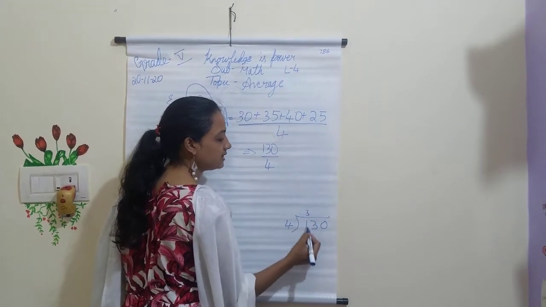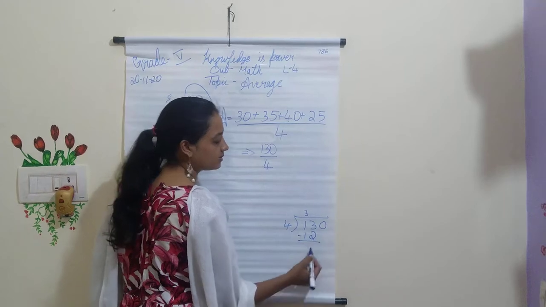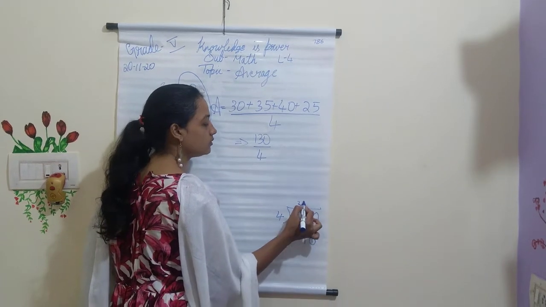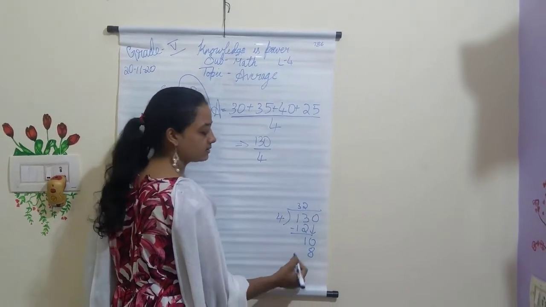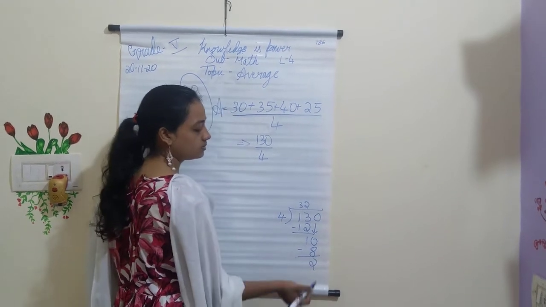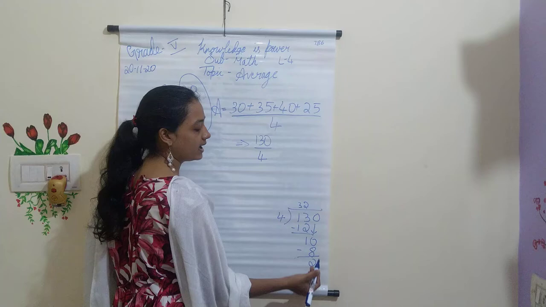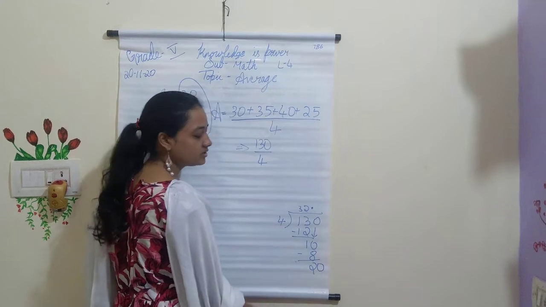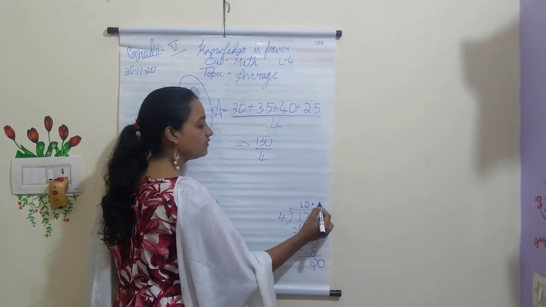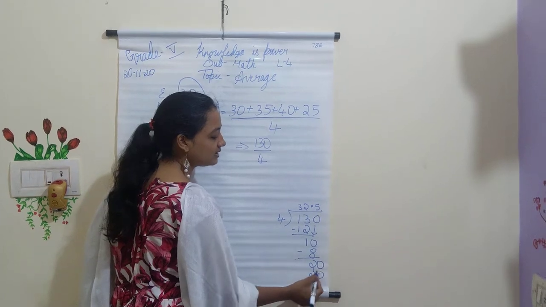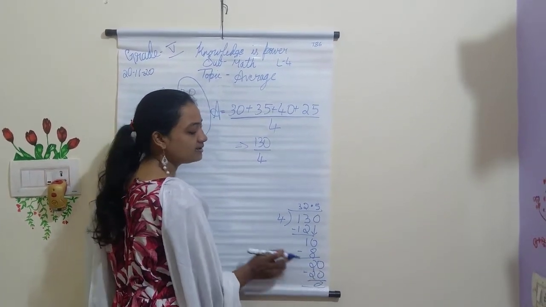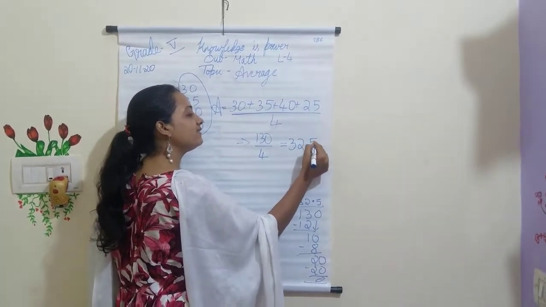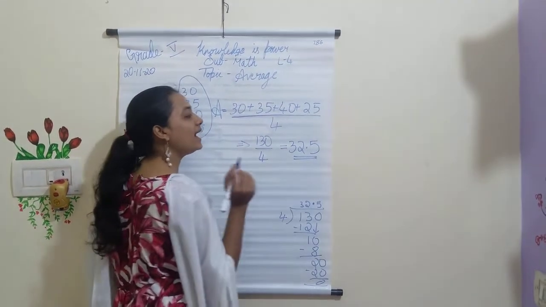4 3s are 12. 1 remainder. Bring down the next 0. It is 10. 4 2s are 8. Remainder 2. Now I don't have a next number to bring down, but I have the remainder. So what should I do? Keep a decimal point, write a 0 next to this. Now I have 4 5s are 20. I finished my division. So what is the answer of this? It is 32.5. So this is your average.